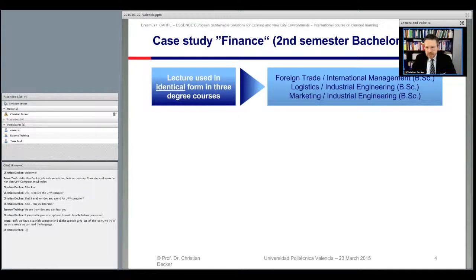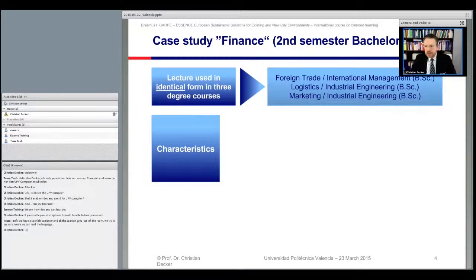The first one is entitled Foreign Trade and International Management. The second one is entitled Logistics and Industrial Engineering. The third one is entitled Marketing and Industrial Engineering. So the lecture I'm going to talk about forms part of every one of these 3 degree courses.